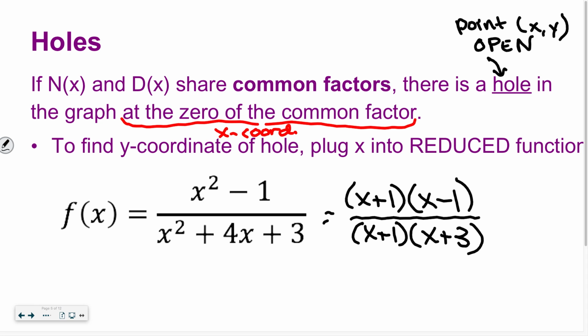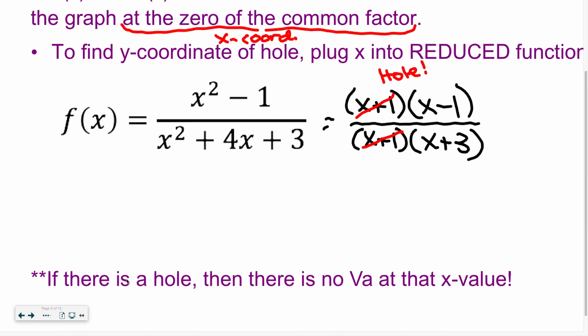What do you notice? They each have x plus 1. So I cross those out and I write hole, exclamation point. Exciting. Okay. Now, I actually want to find out where that hole is. So for the x coordinate of the hole, I'm going to set x plus 1 equal to 0. Whatever that factor was that I canceled, find that value. So that's x equals -1.